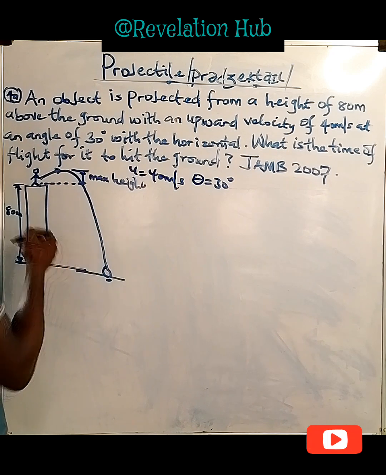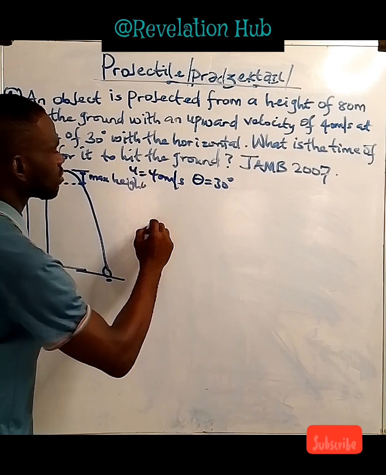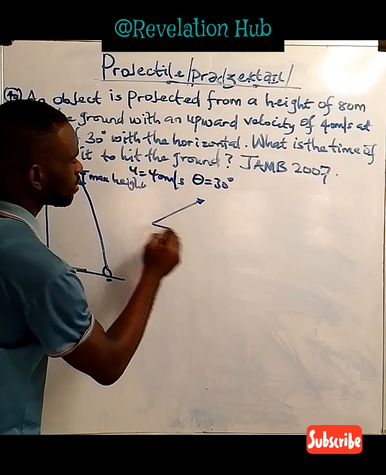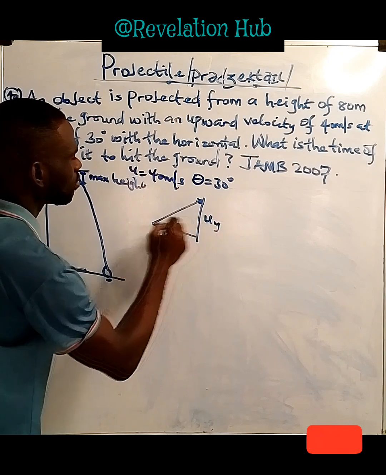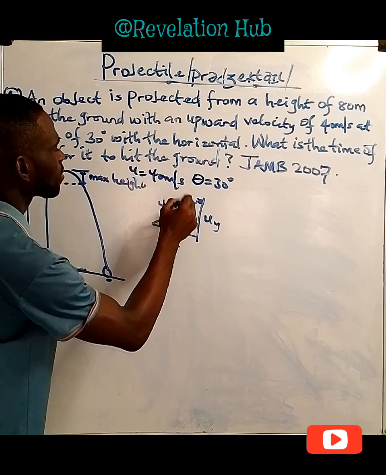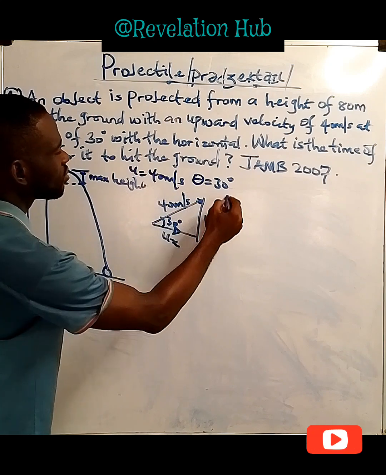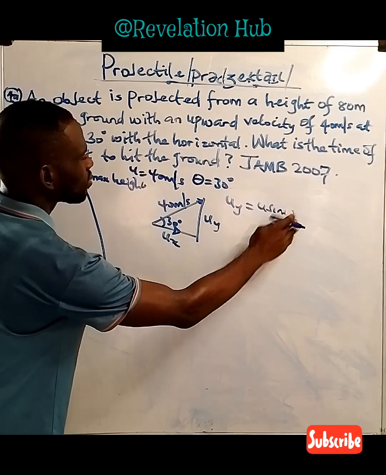First of all, let's get the components of the initial speed. So it's projected like this. We have initial speed along x, initial speed along y, 30 degrees here. We have 40 meters per second. Opposite of our hypotenuse, this is u sine theta.